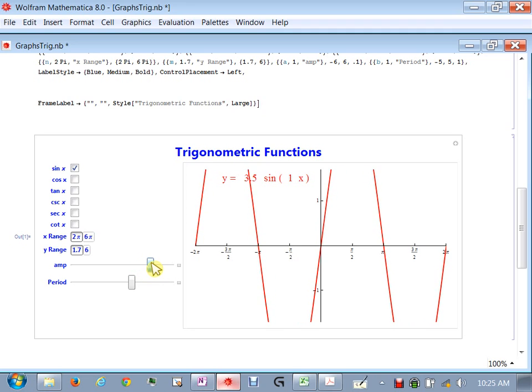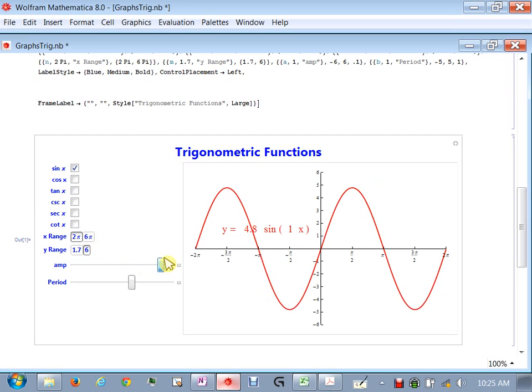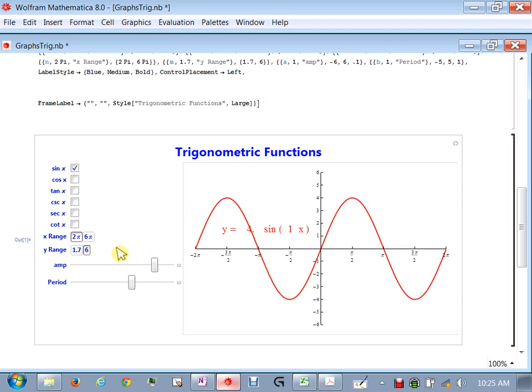If I make it taller and taller, well, can't really see it, so I can zoom out a little bit. Make it taller and taller and taller, right? So that's what the amplitude does. That's what adjusting that a, the number in front, does.